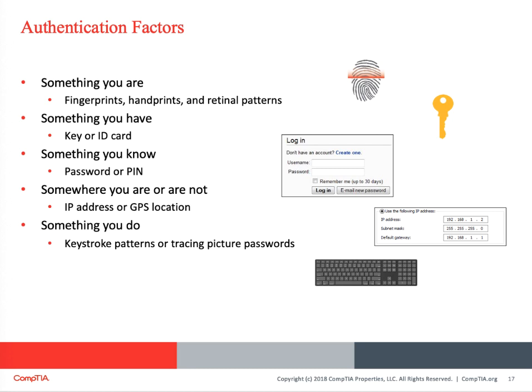Where did you meet your spouse? Where were you born? What was your original address? Those are all something we know. And then somewhere you are or are not, right? So somewhere you are or are not could use IP addresses. So with IP addresses, we want to make sure somebody's in the building, right?